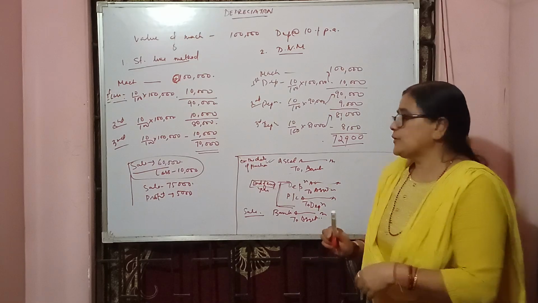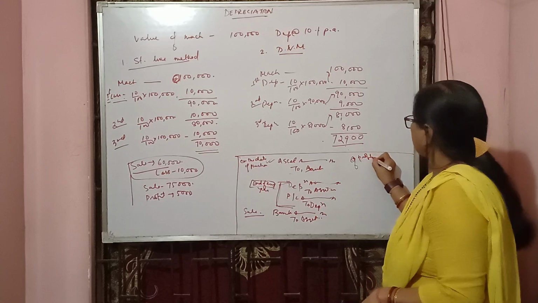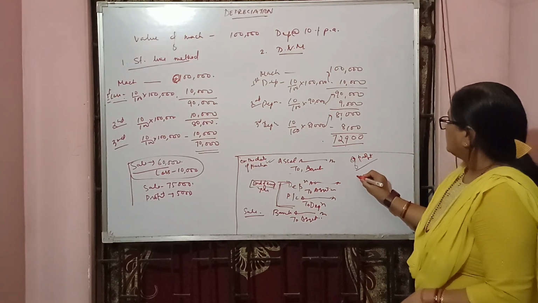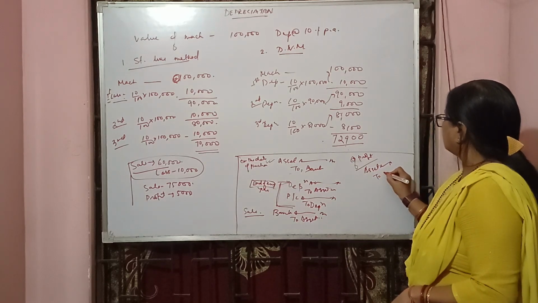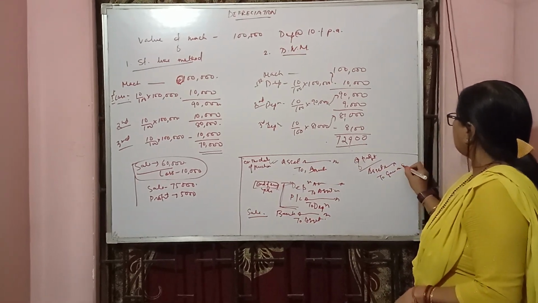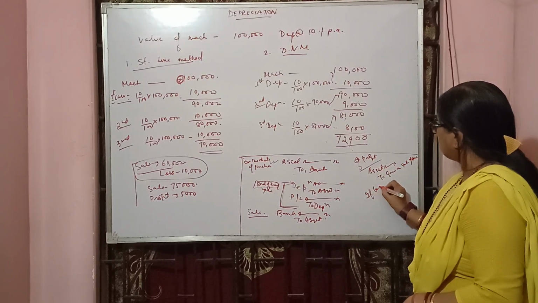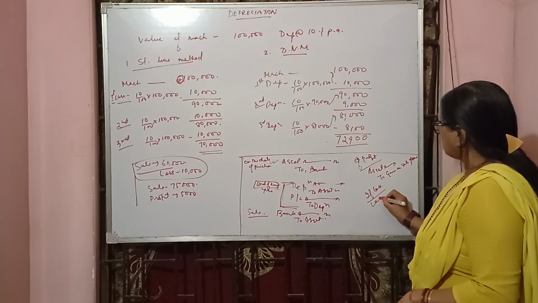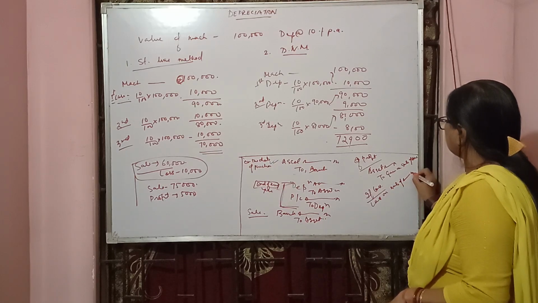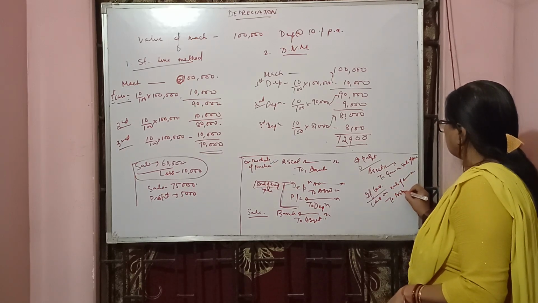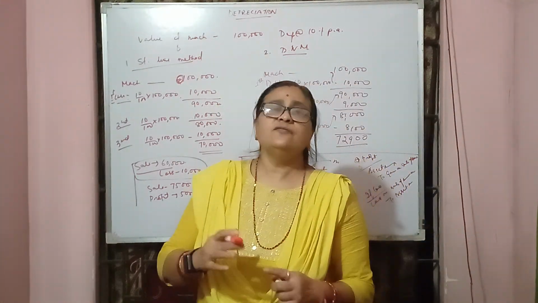But if there is a profit, then the entry will be: asset account debited to gain on sale of asset. Fine. That is if there is a profit. But if there is a loss, then loss on sale of asset debited to asset account. So loss will be debited and gain will be credited.